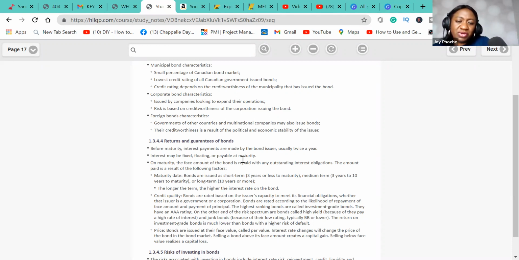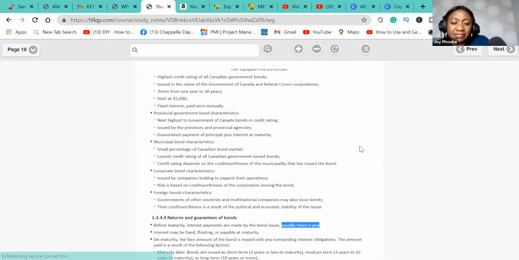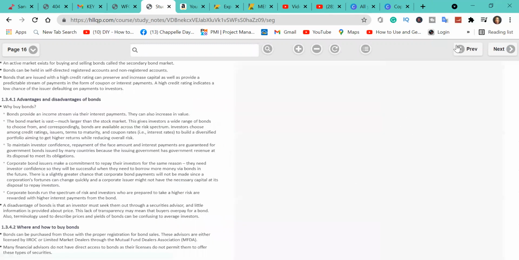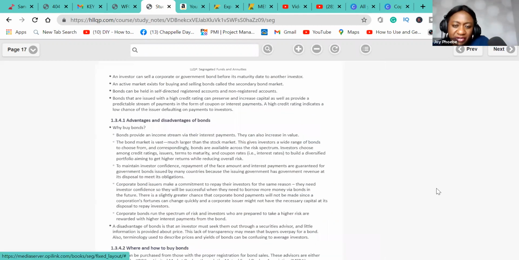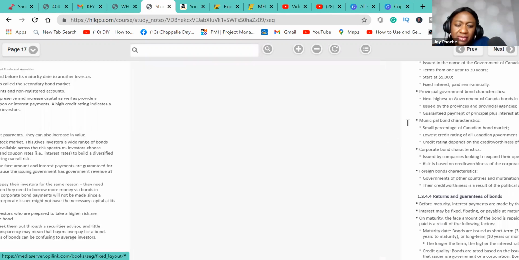Before maturity, interest payments are made by the bond agent. For example, if you put your money in for 10 years and the contract stated that you get your interest biannually, or twice a year, it means by June and December you get your interest. The thing with bonds is that the interest is usually paid twice a year.